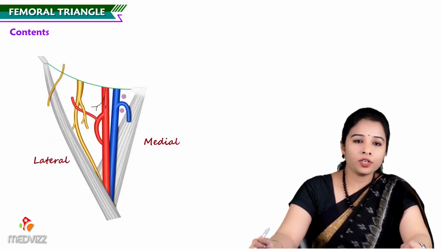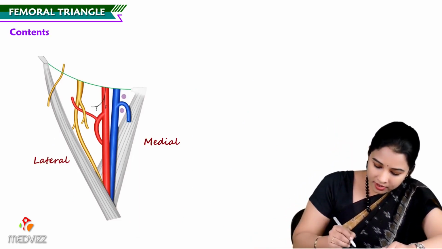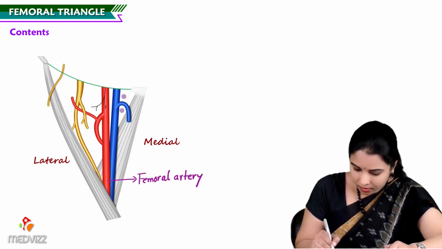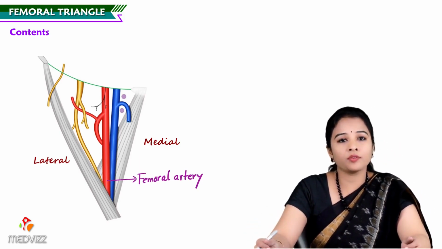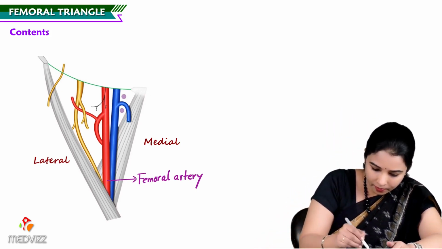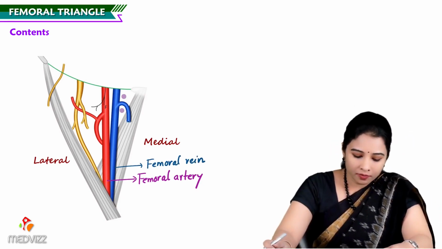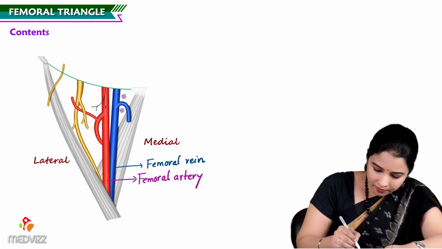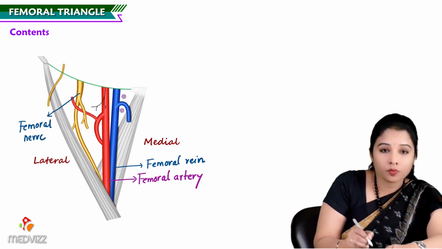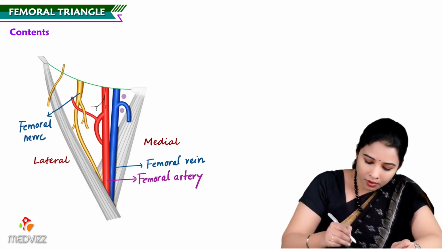Let's see the contents of femoral triangle. The main contents of the femoral triangle are the femoral artery and its branches. This red one is the femoral artery and its branches, which are given off in the femoral triangle. Then the femoral vein and its tributaries. Femoral nerve, which is present most laterally. This is femoral nerve. And we have some deep inguinal lymph nodes present medial to the femoral vein.